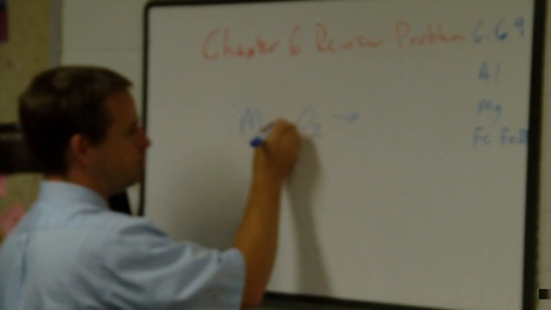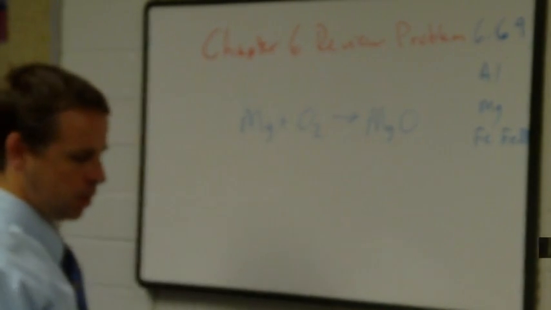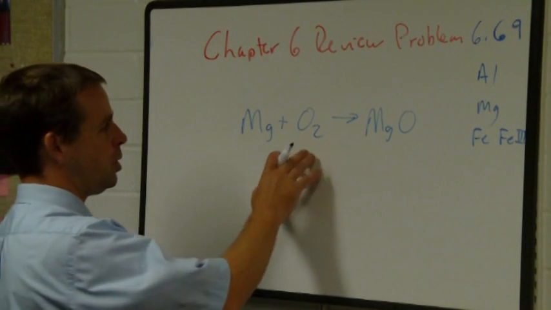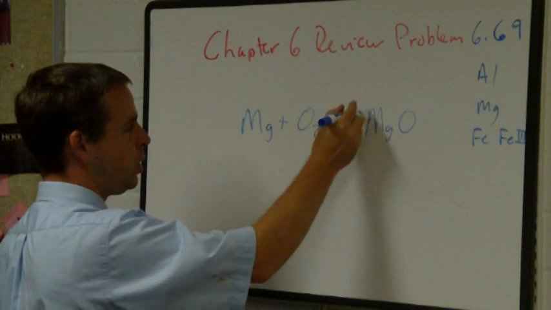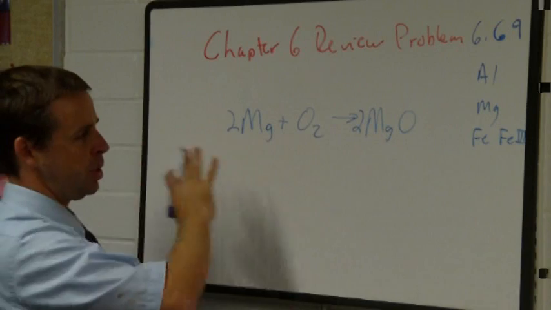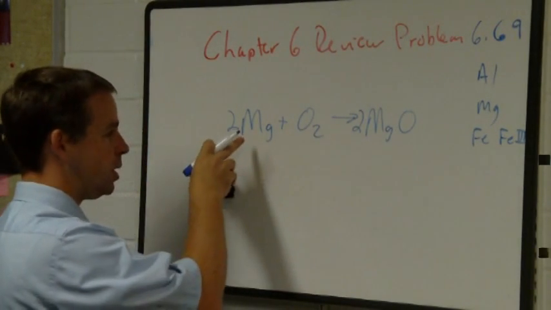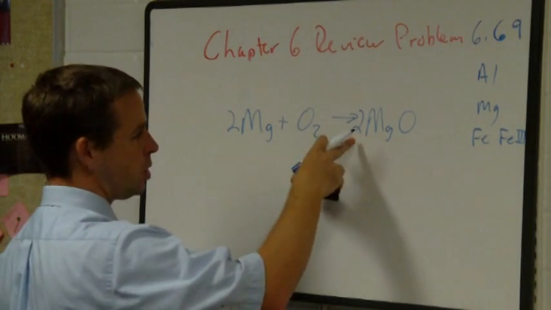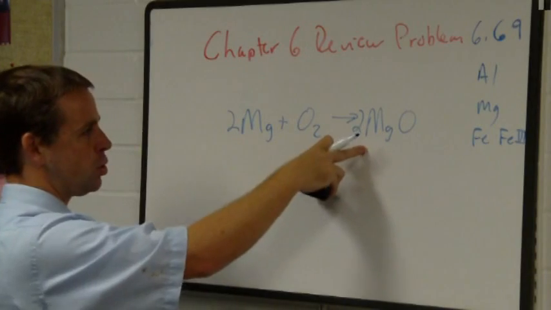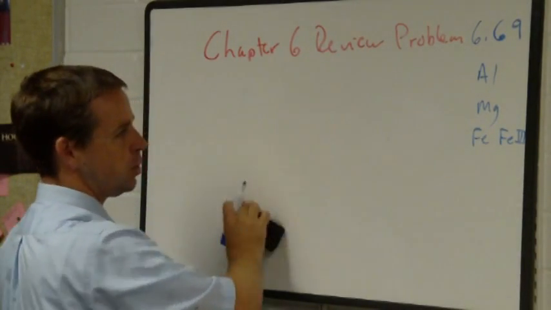Magnesium plus oxygen to form magnesium oxide. All right. So here we're going to need 2 here, 2 here, and that's balanced. Again, we can do the electrons to verify. Magnesium gave up 2 electrons, and there's 2 of them, so that's 4 electrons. Oxygen, each one gained 2 electrons, and that's 4 there as well.